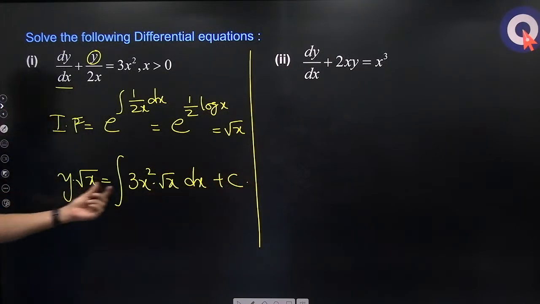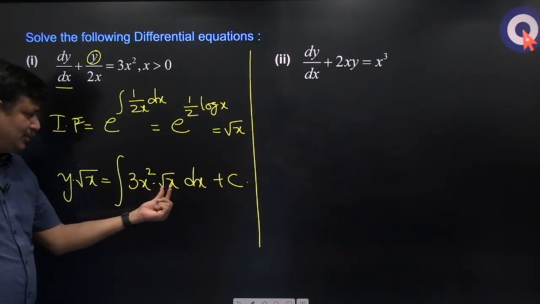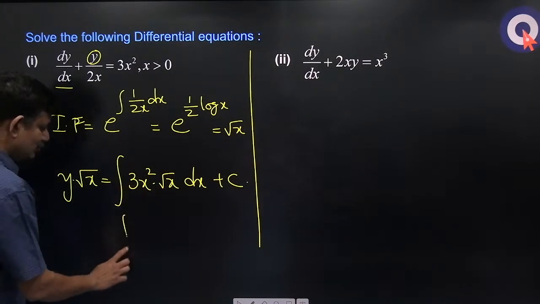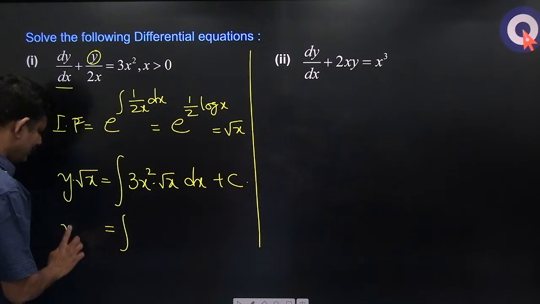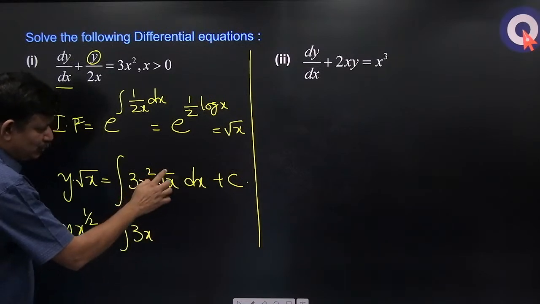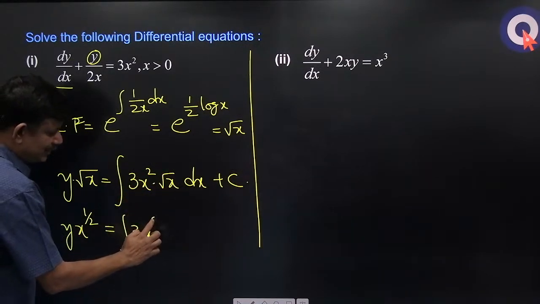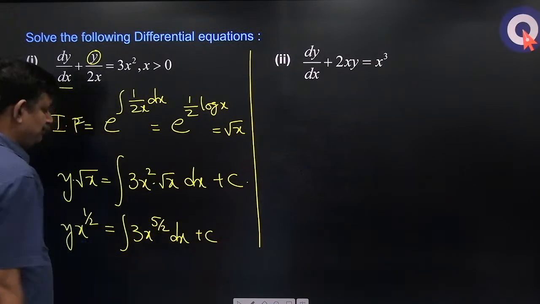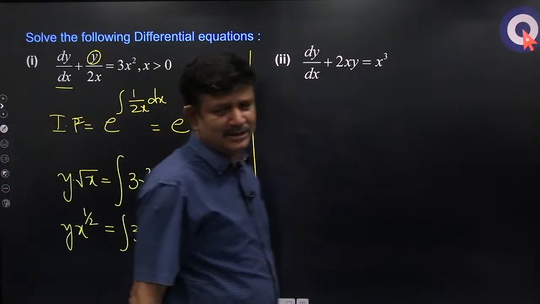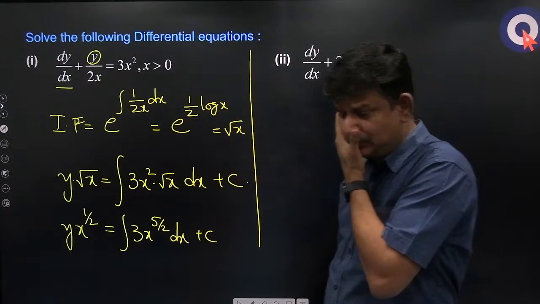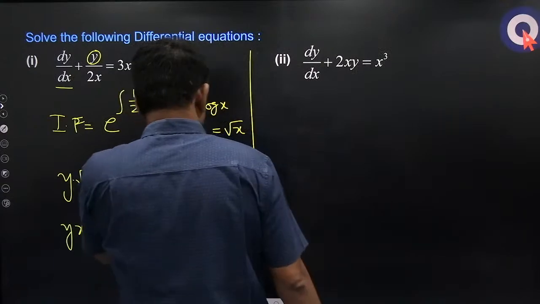This is very simple. Root x is x power half. So the whole thing will be integral of y root x, or y x power half. This is how much? 3 into x power 2 plus 1 by 2, which is 5 by 2, dx plus c. Now you can expect a simpler integral. What will be the integral of x power 5 by 2? x power 7 by 2 into 2 by 7. Done, write it down.